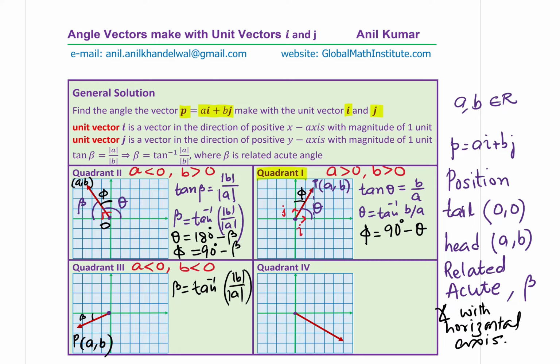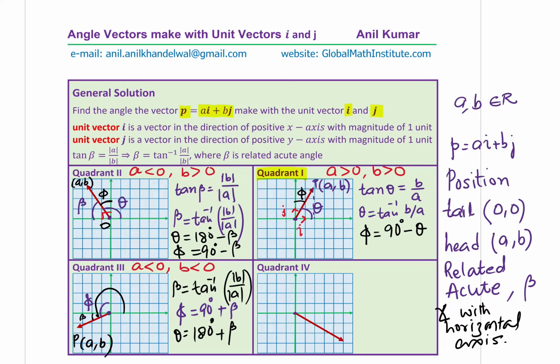And now from here you can find the related acute angle with the y-axis. Let's write down this first, and we are writing it with the letter phi. So in this case, phi is equal to 90 degrees plus beta, and theta, the angle with the x-axis, will be equal to 180 degrees plus beta. Is that clear to you? So I wrote this time the angle with the y-axis first and then with the x-axis.